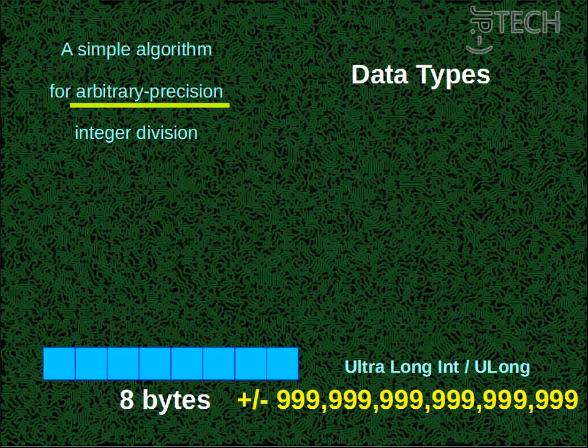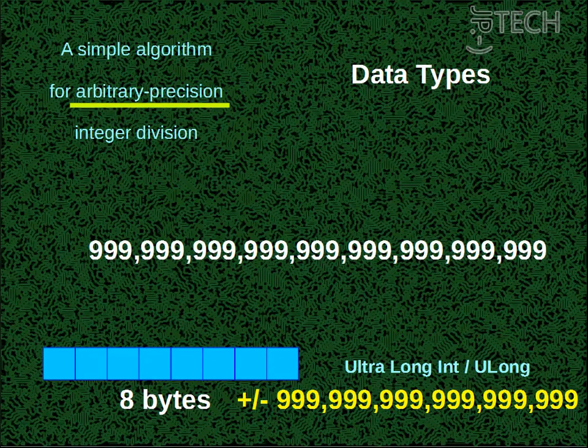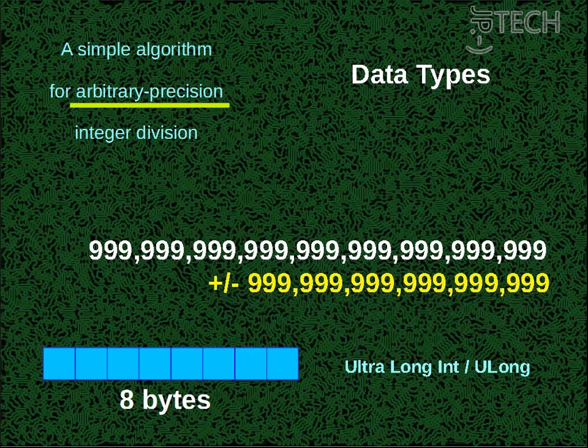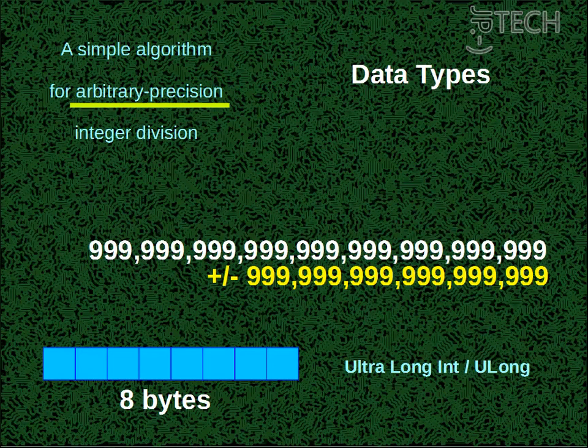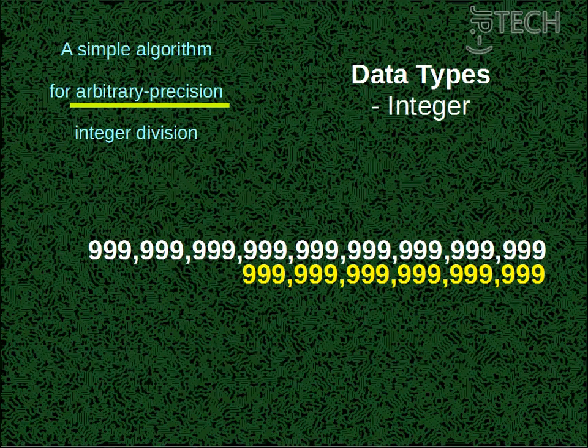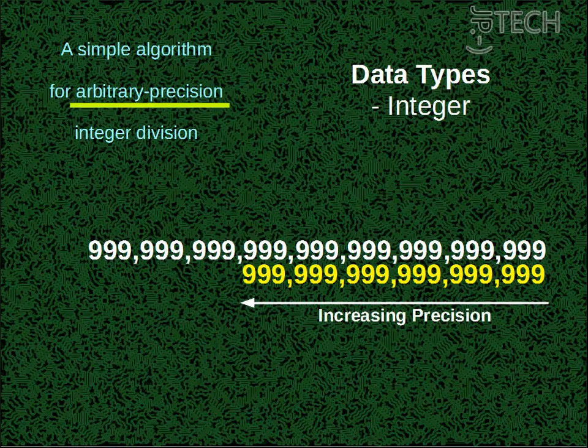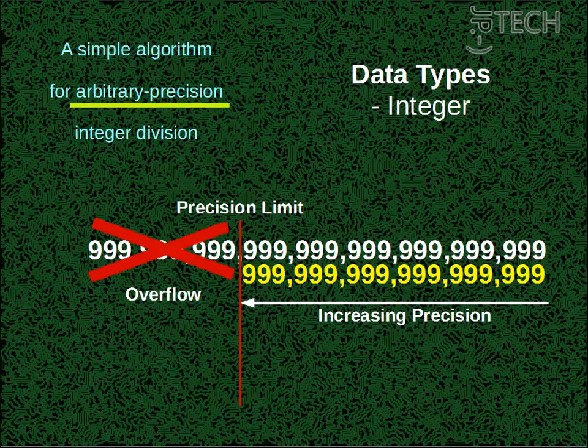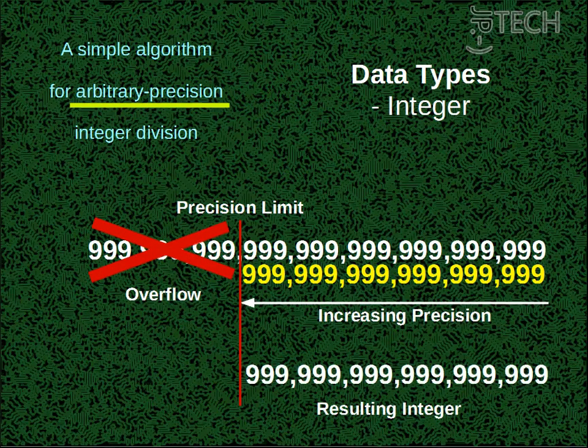If we compare our 8-byte 18-digit integer to our original number from the example, we can see that it simply doesn't have enough digits to represent that number. Data types with more bytes have increasing precision. The highest number that a data type can represent is called its precision limit. After that, the remaining digits are overflow and are simply removed from the resulting integer.